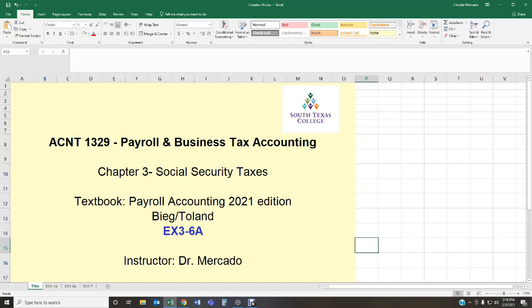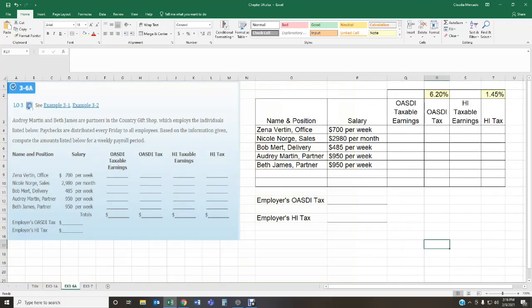Okay, now in this particular lecture we are going to continue covering problems from chapter 3. The exercise that I'm going to be covering is exercise 3-6A. Let me jump over to it. Once again, I have set it up in Excel. That way my calculations are a lot easier to do and I don't have to rely on a calculator. I can just do my formulas within the actual spreadsheet itself, and also because it's just more efficient to do it.